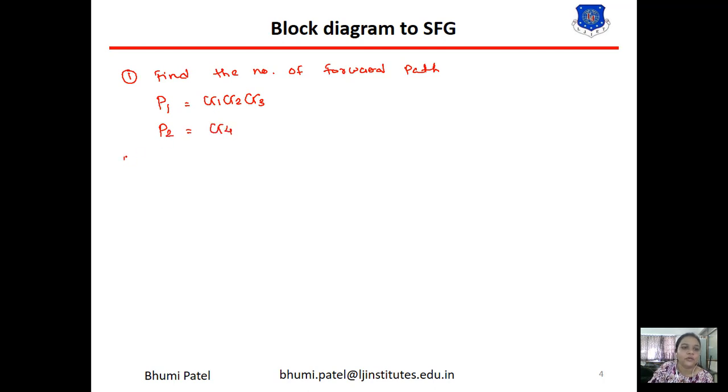Now the second step of Mason's gain formula is to find the number of individual loops. Okay, so P11.